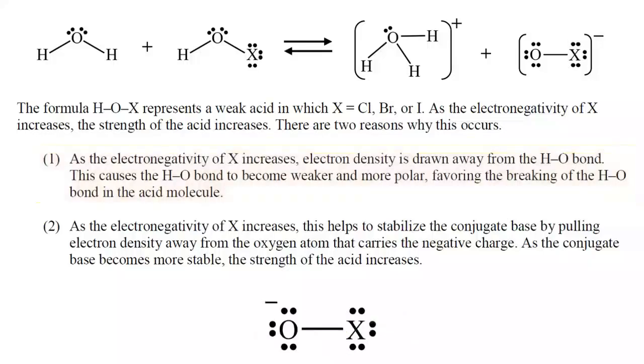Now, another reason has to do with the stabilization of the conjugate base. So as the electronegativity of the X atom increases, it stabilizes the conjugate base, the XO- ion, by pulling electron density away from the oxygen atom that carries the negative charge. Now, as the conjugate base becomes more stable, that favors, in this equilibrium, the formation of this XO- ion. And when you can favor the formation of the conjugate base, that makes the strength of the acid increase.